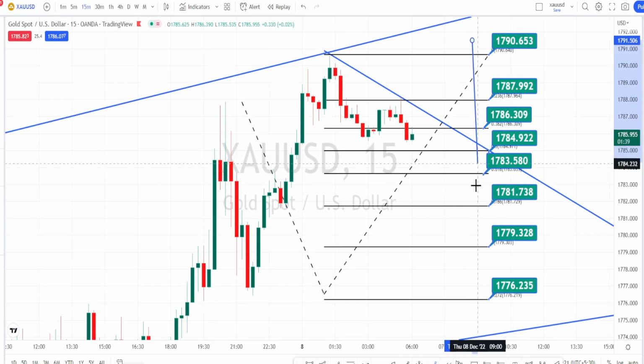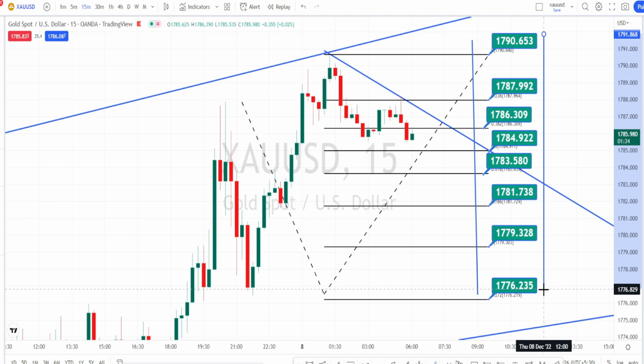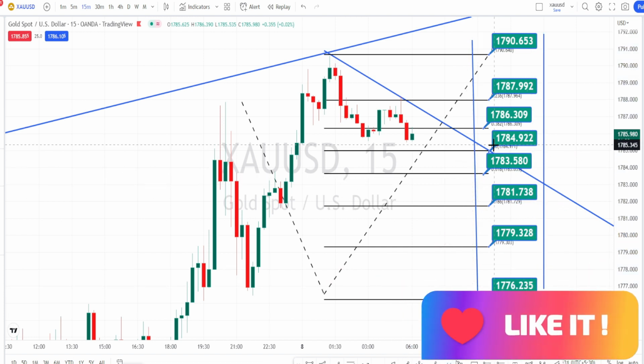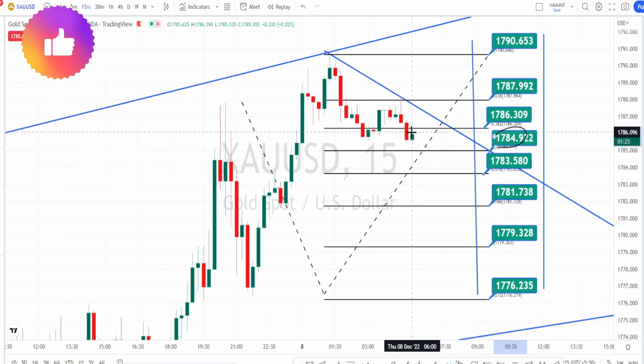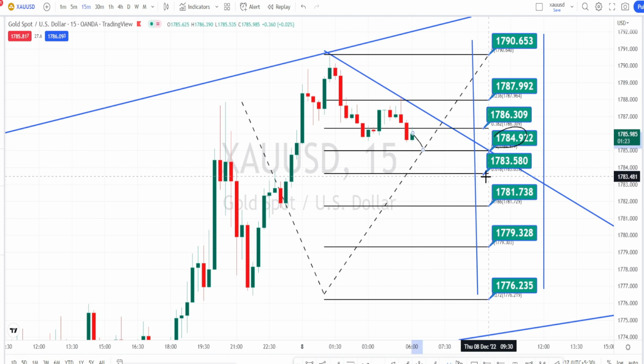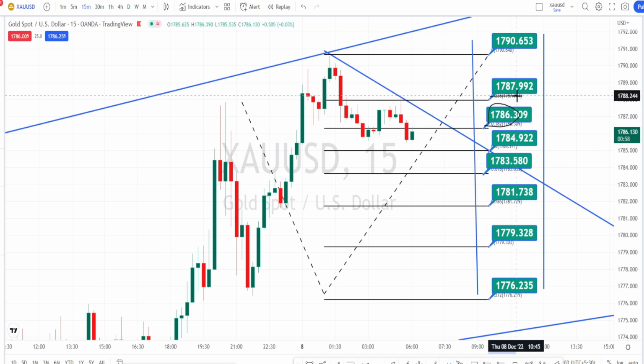So the values within these green color boxes are the resistance and support levels for current price action in 15 minutes time frame. Currently the price action has taken support around the support level of 1784, and if this support level is broken, next level of support is going to be around 1783, 1781, 1779 and 1776. And if the price action breaks this resistance line, next level of resistance is 1787 and 1790.